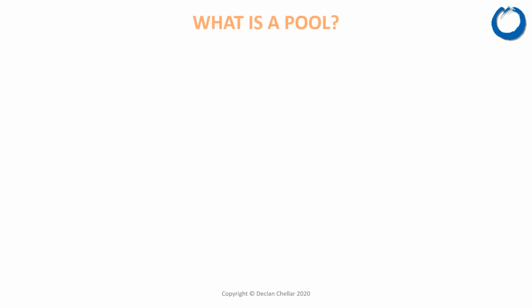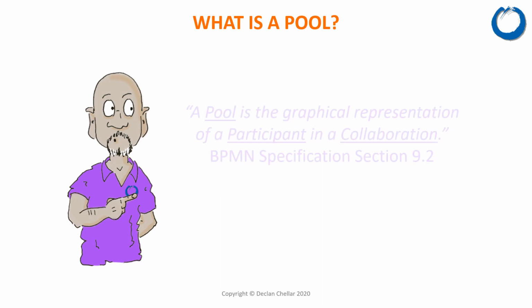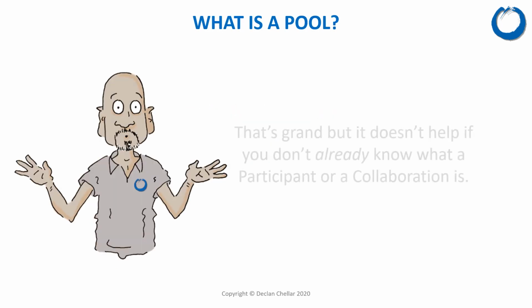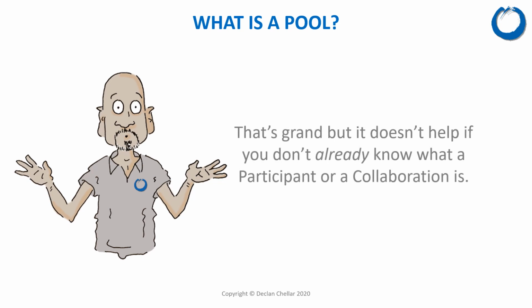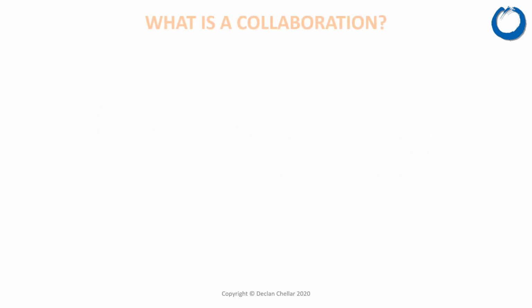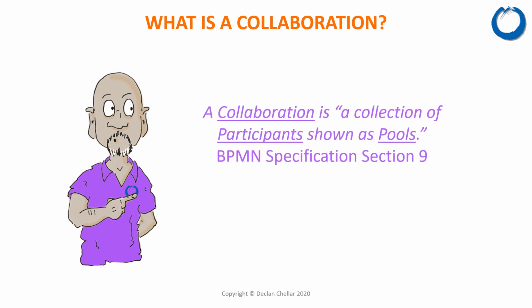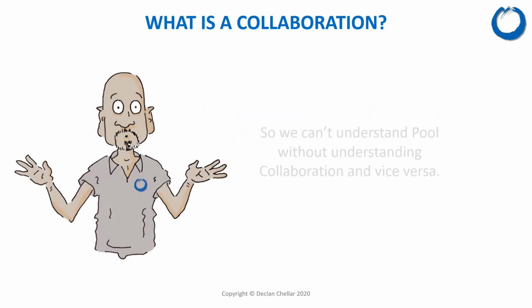What is a pool? According to the specification, a pool is the graphical representation of a participant in a collaboration. Well, that's grand, but it doesn't help if you don't already know what a participant or a collaboration is. So what is a collaboration? The specification says, a collaboration is a collection of participants shown as pools. Great! So we can't understand pool without understanding collaboration and vice versa.